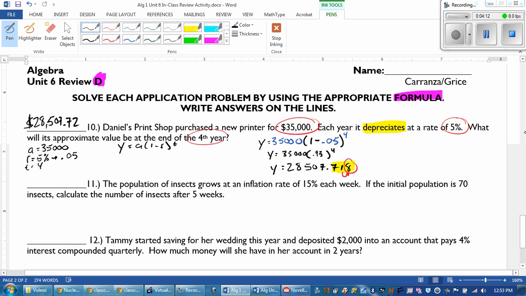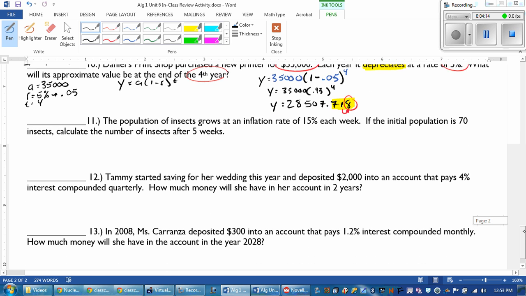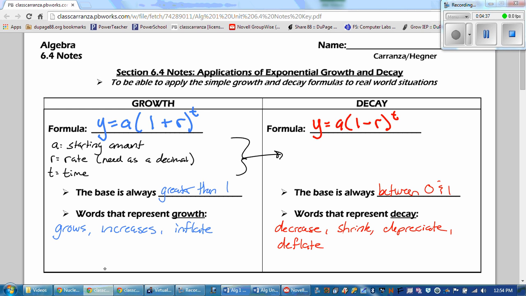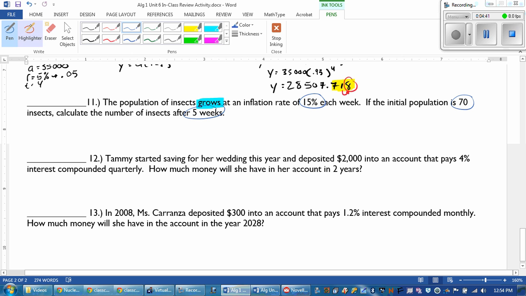Okay, next one. The population of insects grows at an inflation rate of 15% each week. If the initial population is 70 insects, calculate the number of insects after the 5th week. Okay, so the word I just highlighted was grow, which is telling us that we're going to be using the growth formula. Okay, so I'm just going to go ahead and write that down.